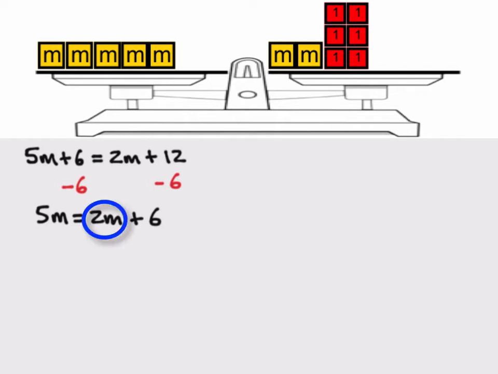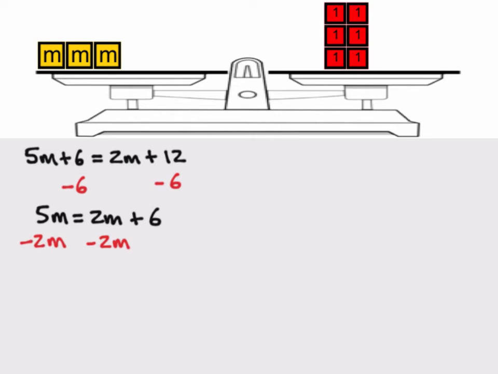But 2m is a number, which means we can, in theory, subtract 2m from the right side of the equation and 2m from the left side of the equation. It's the exact same number. We're subtracting it from both sides of the equation. This is a legal move.